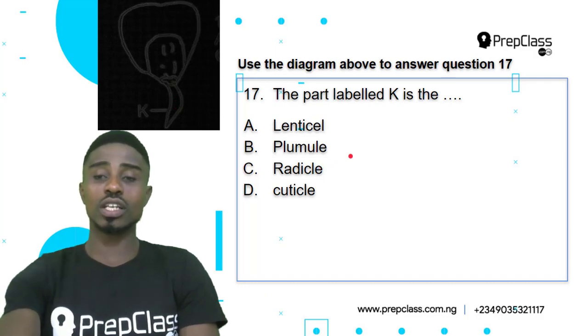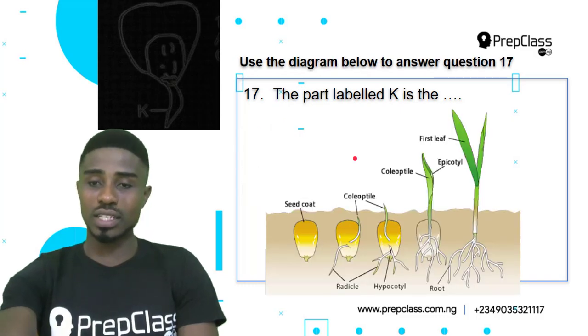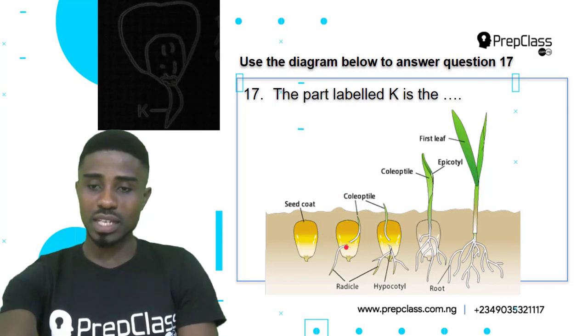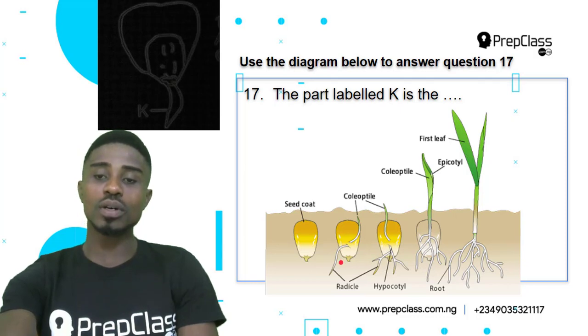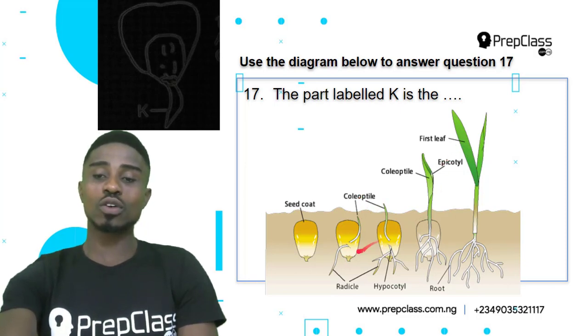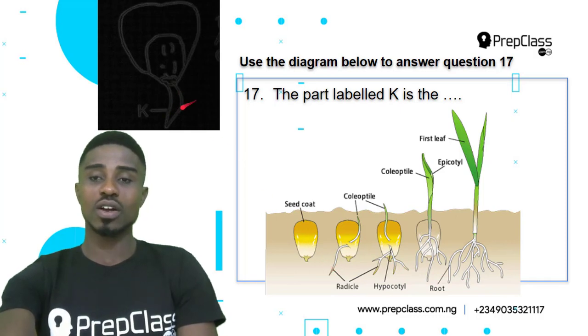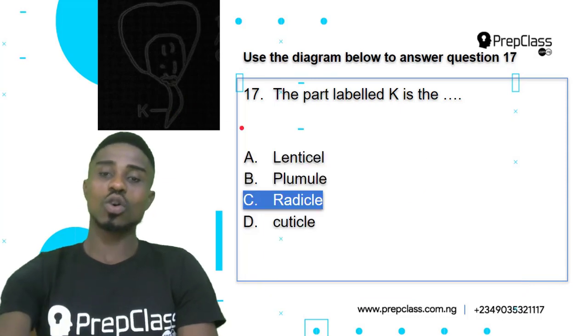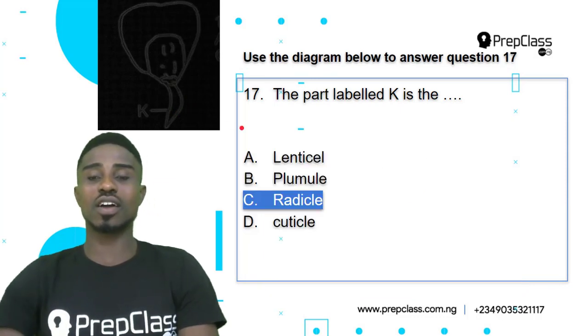Let's look at this image, or let's look at this explanation to help in giving us a better understanding. Now, if you look at this, you can see the seed coat. Now, the radicle germinates downward to form the roots, while the coleoptile germinates upward to form the leaves. So this is called the radicle. So just as we have here, K is the radicle. Alright? So option C, radicle, is our correct answer.